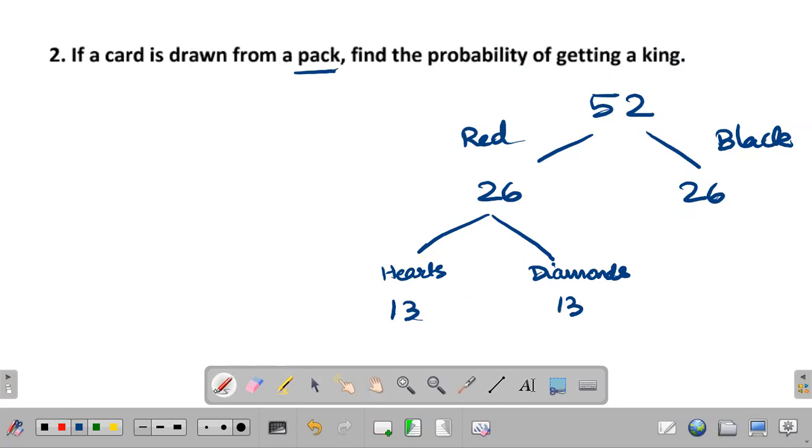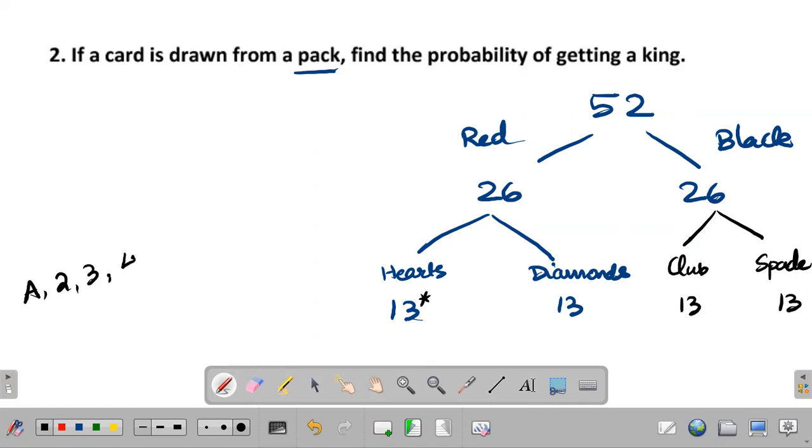In the same way, when I go to the black cards, again I can split them into 13 and 13. One I call club, and the other I call spade. So 13 clubs and 13 spades. Like that, the split up goes. What about this 13? If I consider 13, it will come like A, 2, 3, 4, 5, 6, 7, 8, 9, 10, Jack, King, and Queen. So altogether, these are the 13 cards that I am referring to.